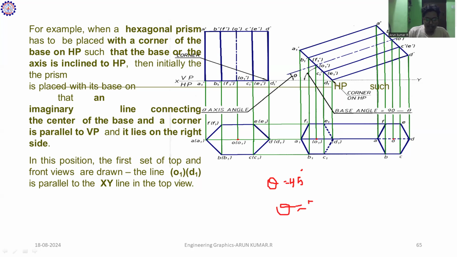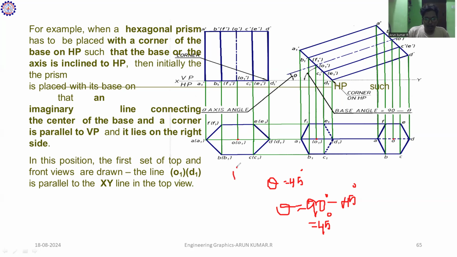What is the answer? 90 minus 30, 45. The answer is 45. So this is the final answer. The 45 angle you have to place. So how to construct this?